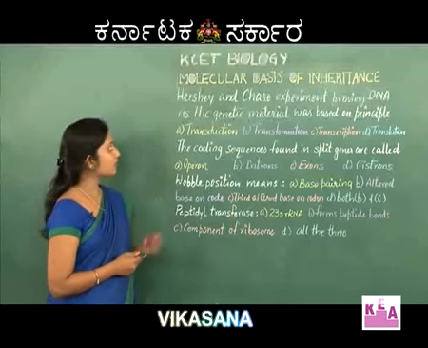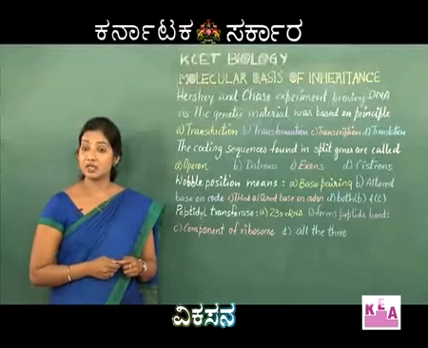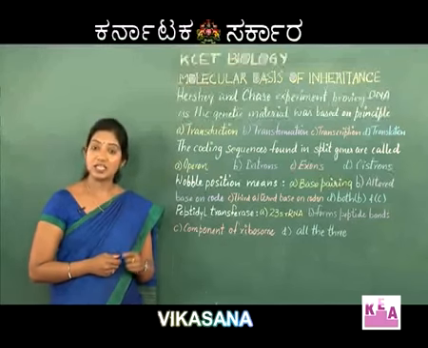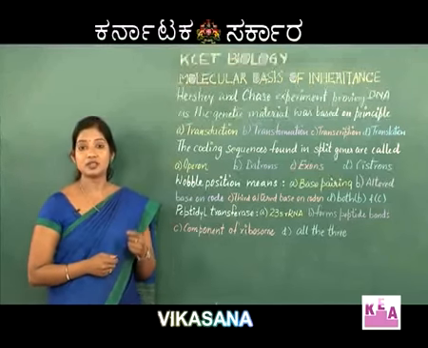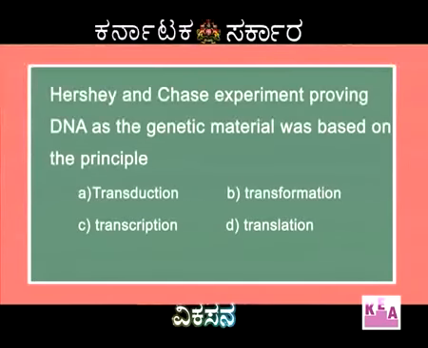Now, when we were studying about Hershey-Chase experiment, we know that the bacterial cells were made to infect with the help of bacteriophages. Bacteriophages are nothing but viruses which infect bacterial cells. So according to this, the right option will be A, transduction.